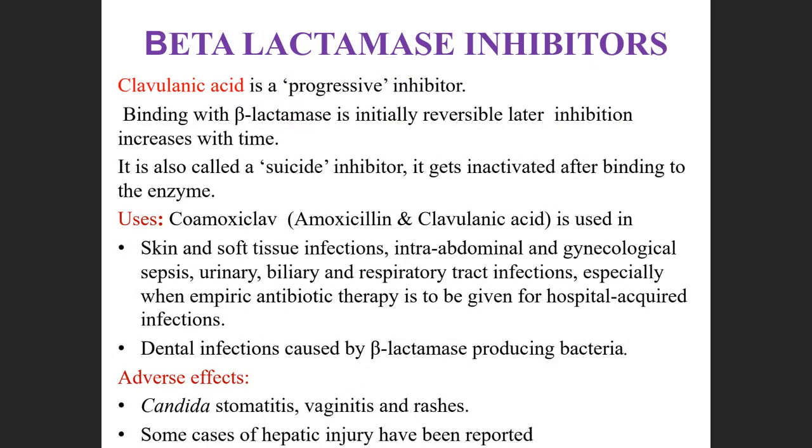When we talk about clavulanic acid, it is a progressive inhibitor, or sometimes it is also called a suicidal inhibitor. Here, what it will do is bind to the beta-lactamase, initially irreversibly, and later the inhibition increases with time. It is called a suicidal inhibitor because it gets inactivated after binding to the enzyme, beta-lactamase.